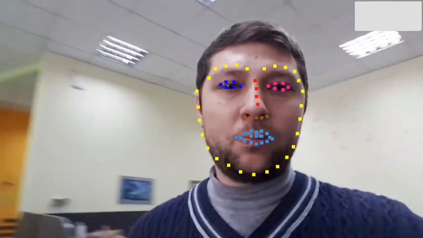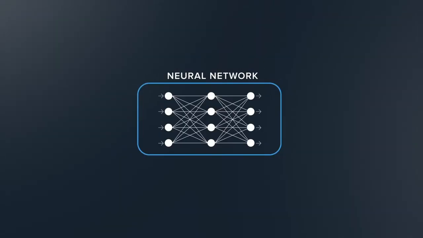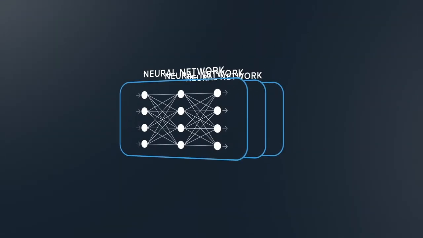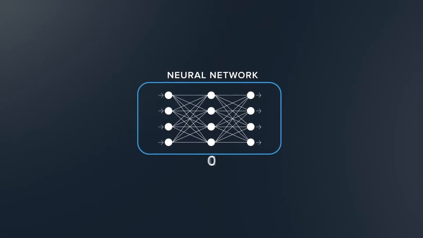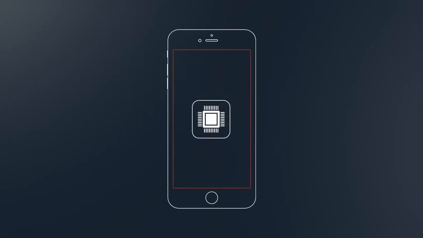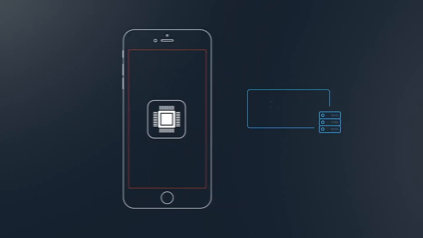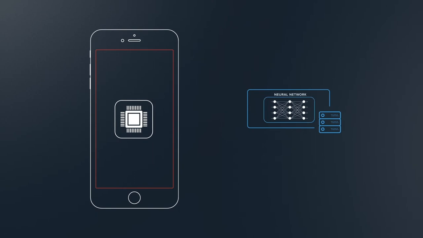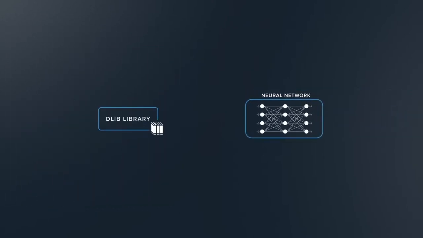Let's explore the application structure. Basically, the neural network represents a big data file. In our case, it weighs around 100 megabytes. Our application stores it in the smartphone's internal memory, but the artificial intelligence can be deployed on the server side if necessary. We use the custom dlib library to interact with the neural network.